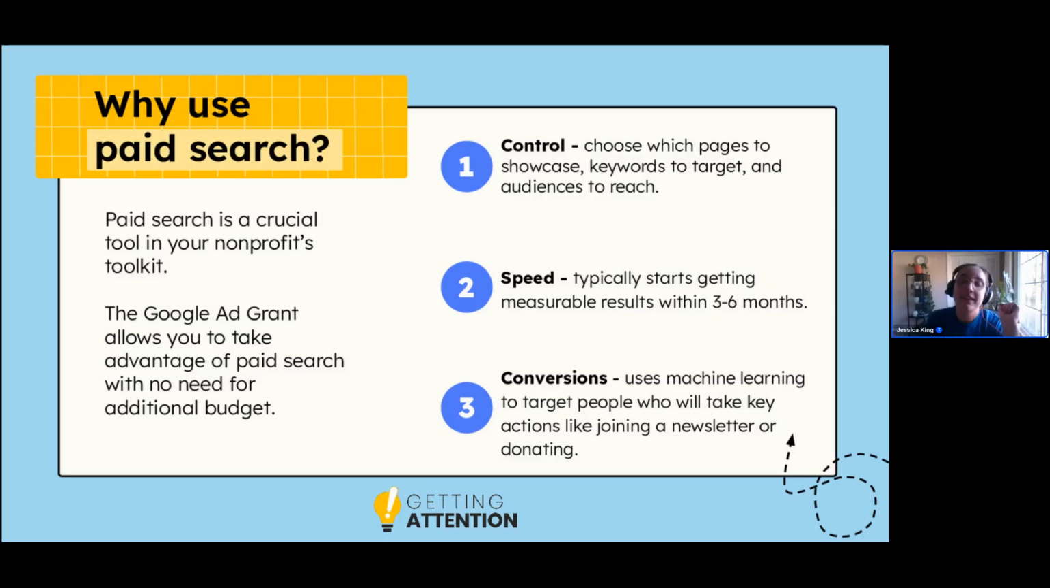The other thing, and the thing that I think makes Google Ads specifically really cool, is the conversions element of it. This uses machine learning to target people who are going to take those key actions, like joining a newsletter or donating, in a way that is much more targeted than what you would see in organic search. So with paid search, it's a slightly different style of account, but it's the same technology that businesses use when they want to find more leads or more customers.